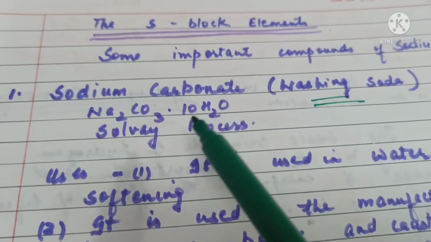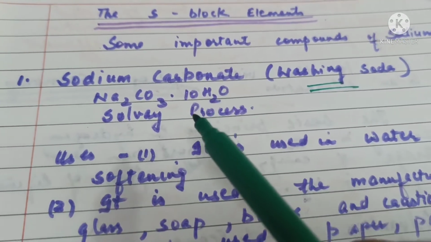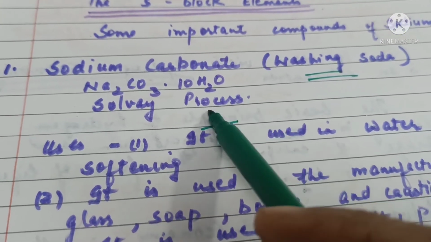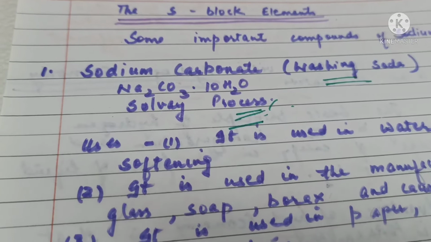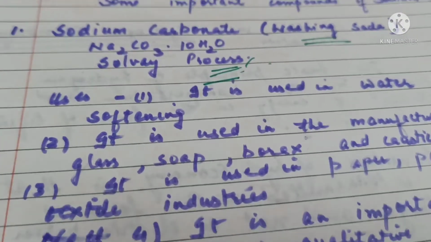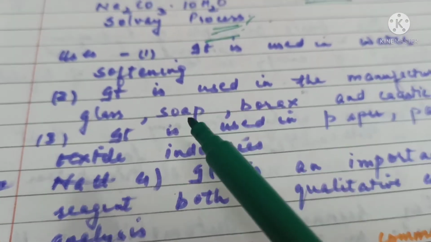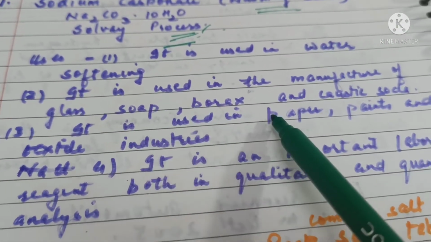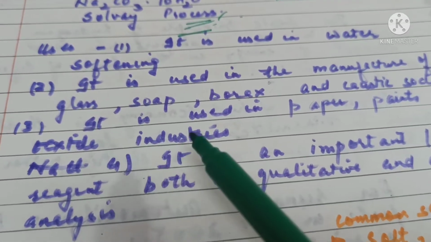washing soda. The formula is Na2CO3.10H2O, and it is prepared by Solvay's process. Uses of washing soda are: it's used in water softening. Then it is used in manufacture of glass, soap, borax, and caustic soda.